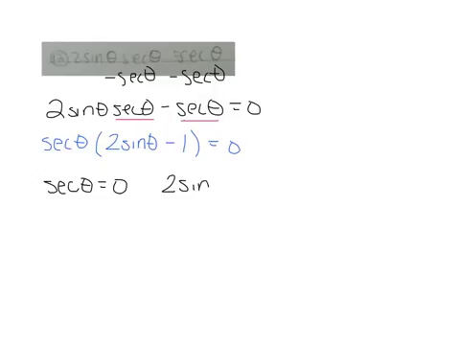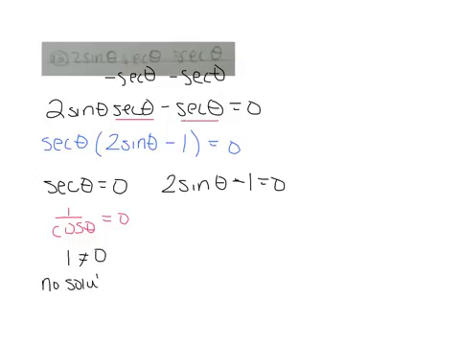So you get two equations. You get secant theta equals 0 and 2 sine theta minus 1 equals 0. For secant theta, you're looking at secant, which is really 1 over cosine, equal to 0. And in order for a fraction to be equal to 0, the numerator would have to be equal to 0. And 1 actually can never equal 0, so there are no solutions for this half of the problem.